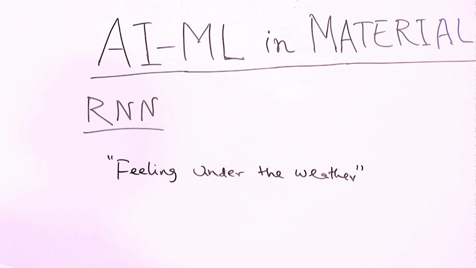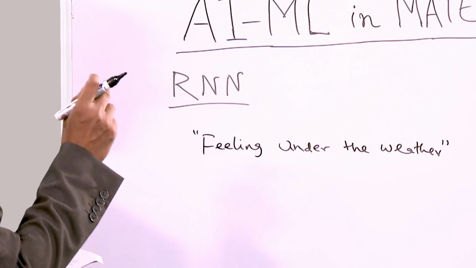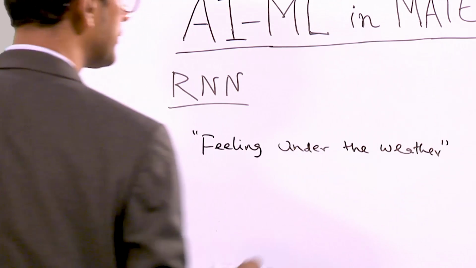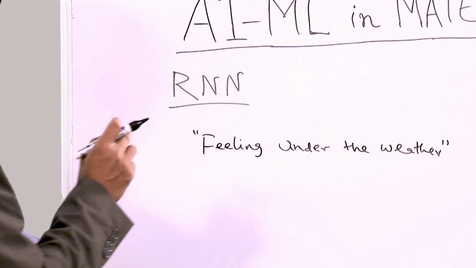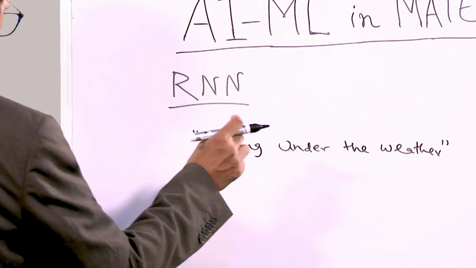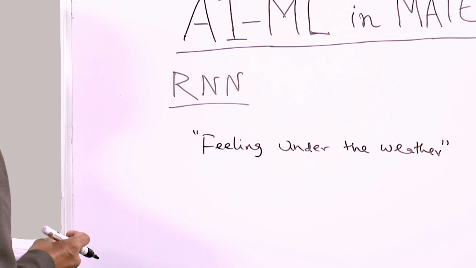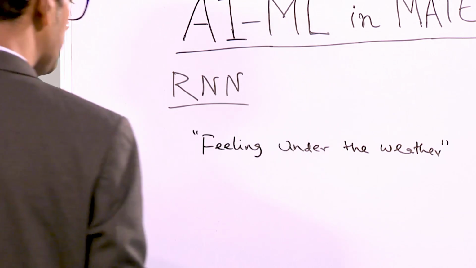Now, in order for the idiom to make sense, it needs to be expressed in a specific order: feeling under the weather, correct? That is what should be done. As a result, this recurrent network needs to account for the position of each word in the idiom, and it uses this information to select the next word in a sequence.